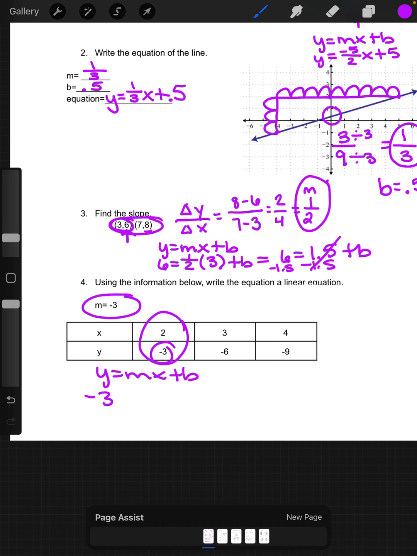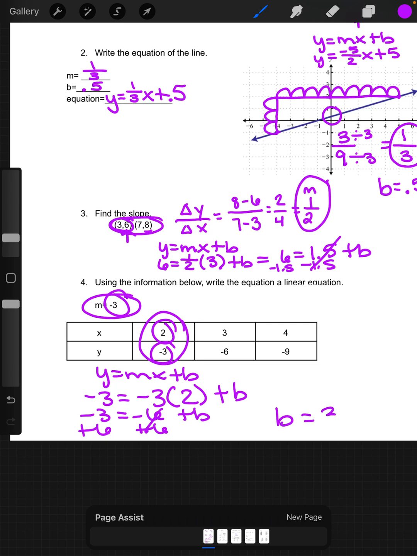So y here is -3. I know my slope is -3 also. X is 2, and I'm just solving for b. So -3 comes down because I can't do anything with it yet. -3 times 2 is -6 plus b. I'm going to add 6 to both sides. That cancels and leaves me b equals -3 plus 6 is 3.